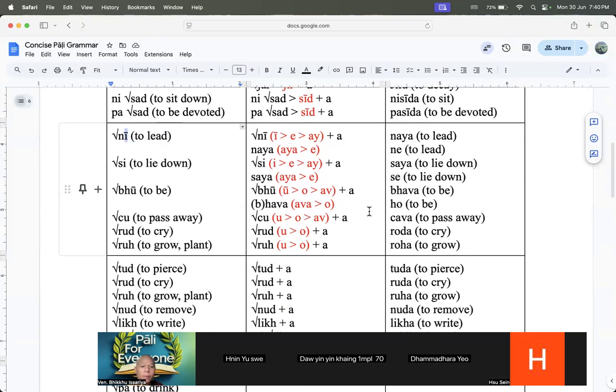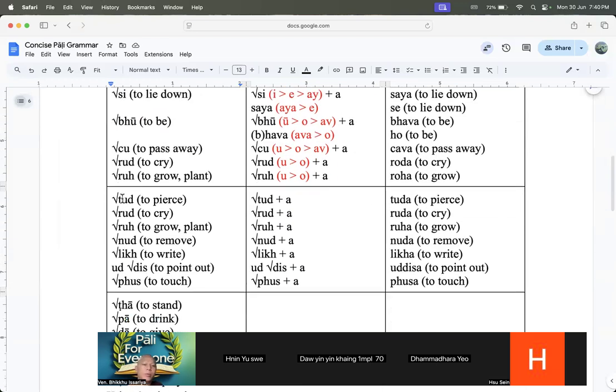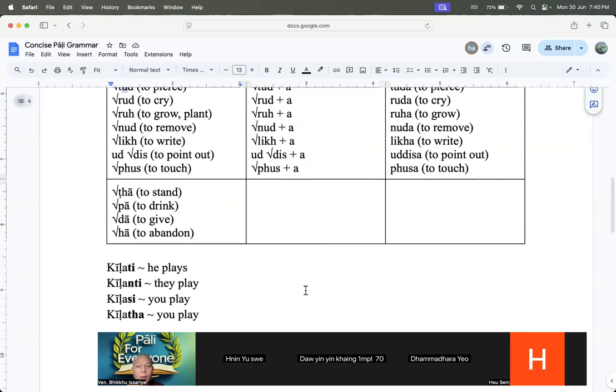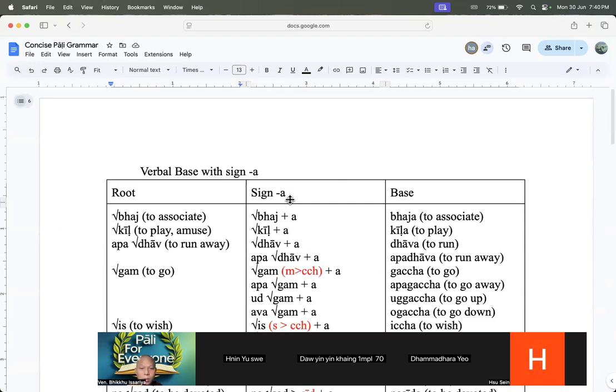Okay. But in the third group, even though such a vowel can be found like that, they are not changed. They are not changed. Like duda, ruha, nuda, likha, disa, phusa. Just add a root vowel. Okay. Now the last group. The last group is quite special. Okay, so here.